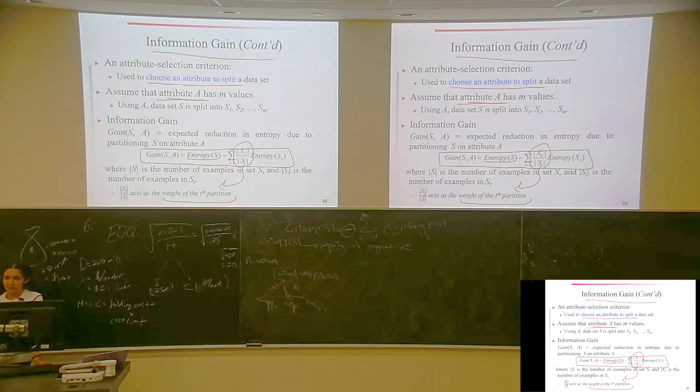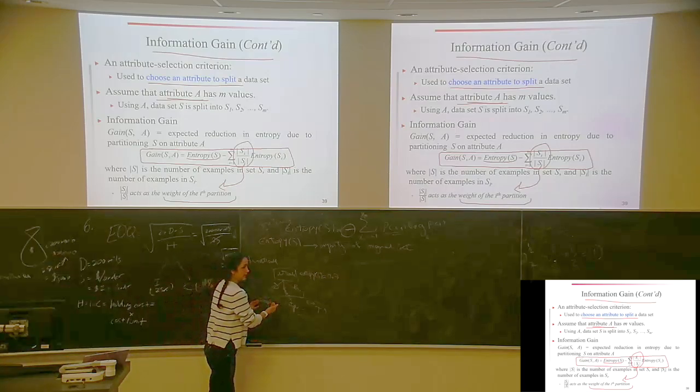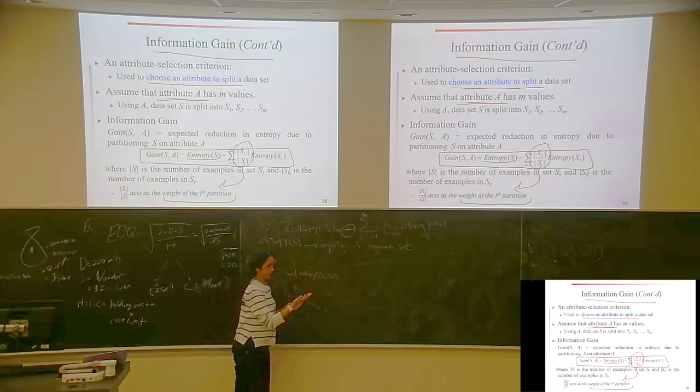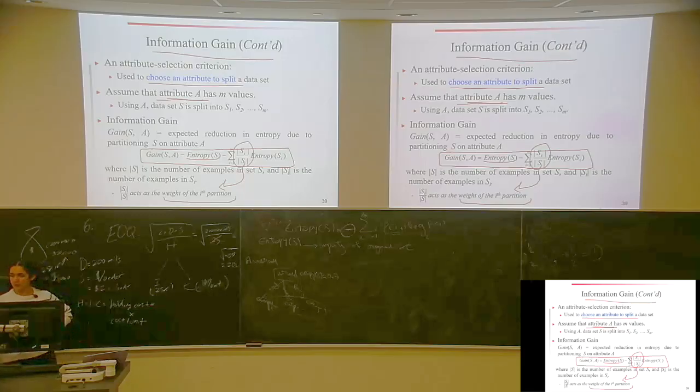So we weight the entropy of the subsets by their size, because not all subsets have the same size. For example, we may have 5 examples here, 2 examples here, 8 examples here, so we want to weight them. And so this will give us the expected reduction in entropy. You calculate the entropy of the original set and the weighted average entropy of the subsets, and then deduct it from the whole entropy. This gives you information gain.